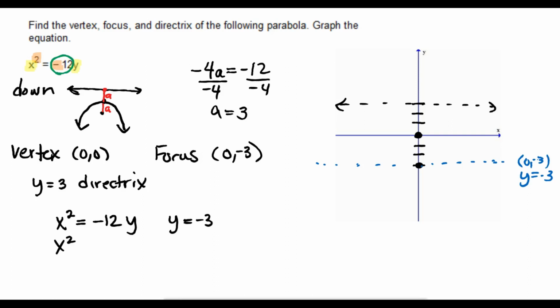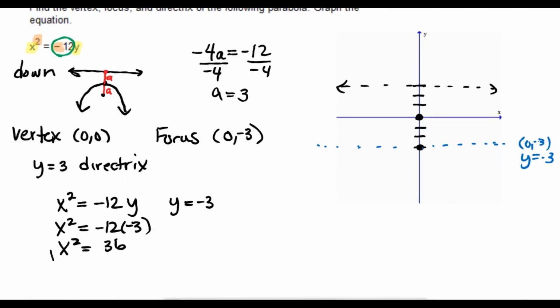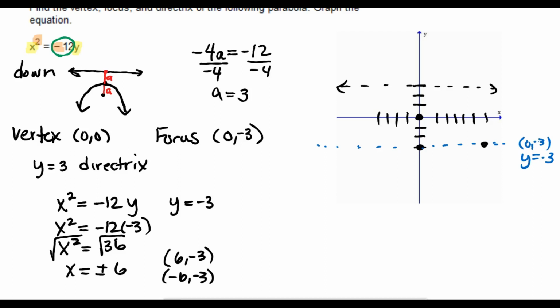So that gives me x squared equals -12 times -3. That's x squared equals 36. I can solve this by square rooting both sides. That gives me x equals plus or minus 6. So I have two ordered pairs for the latus rectum points. That's 6, -3, and -6, -3. I'll plot those latus rectum points. And now I can draw my parabola.